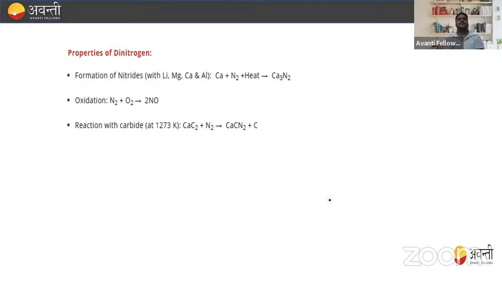So these are the properties of dinitrogen. The first one is the formation of nitrides with Li, Mg, Ca and Al. The second is oxidation with N2 and O2, which gives 2NO, and the third is the reaction with carbide to give calcium cyanamide.